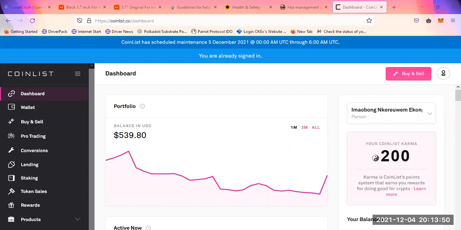Okay, this is the Coinlist platform. I shared the link earlier.